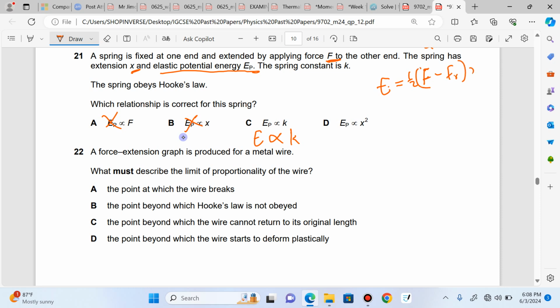Okay, X. Fine, this is going to work. But this is the one that perfectly addresses the situation. Why? Because energy equals half kx squared. Since these are constant, you can say energy is proportional to x squared, where x is the extension. That's why we are picking D. Energy is proportional to K is not the perfect answer. So let's see the next one.